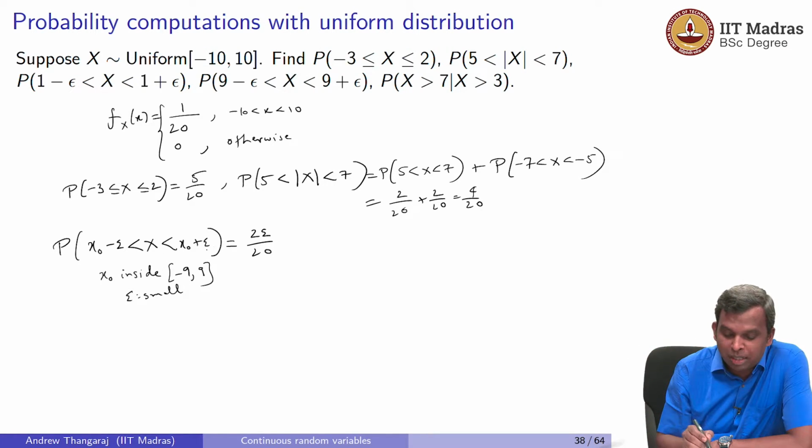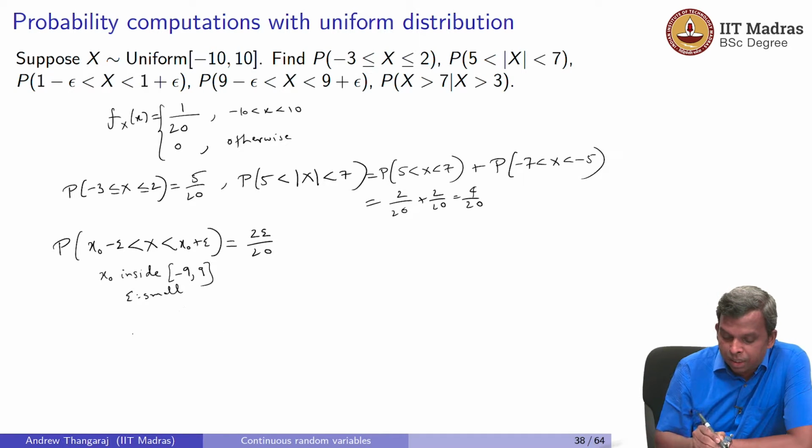So as long as x naught plus epsilon is less than 10 and x naught minus epsilon is greater than minus 10, this would work. So you can take something like this, and this would also be working out. So that covers x naught minus epsilon, x naught plus epsilon being 2 epsilon by 20. It doesn't matter what x naught is. This is independent of x naught, right? Wherever you situate x naught, you're going to get the same probability.